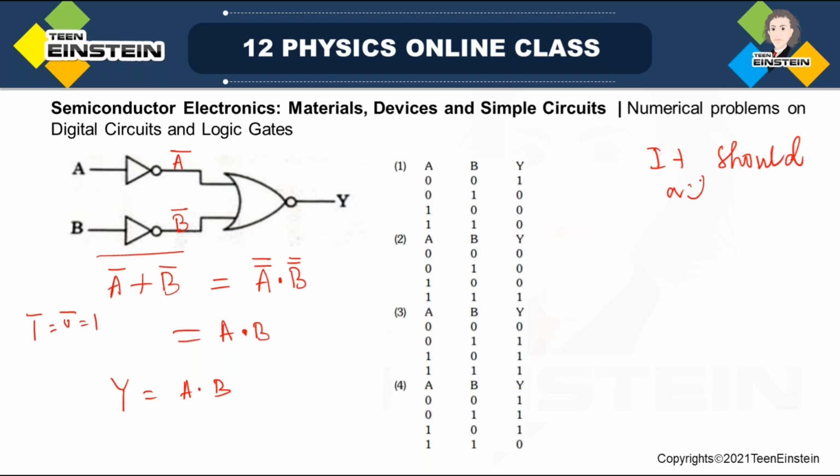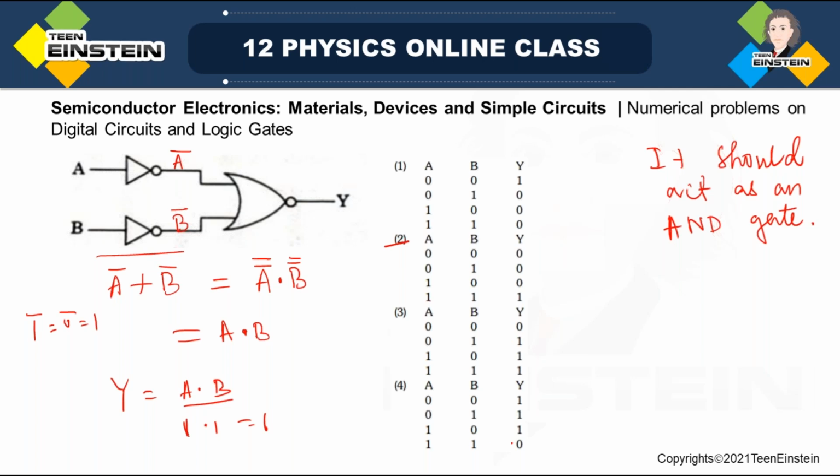It should act as an AND gate. Right? So AND gate means what? We know that truth table, right? For AND gate, when both are on, then only you will get output. That means look where one gives you 1, that you have to see. So this second one here, 1 1 is 1.